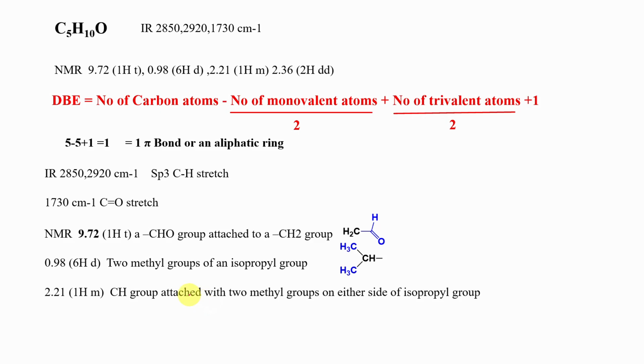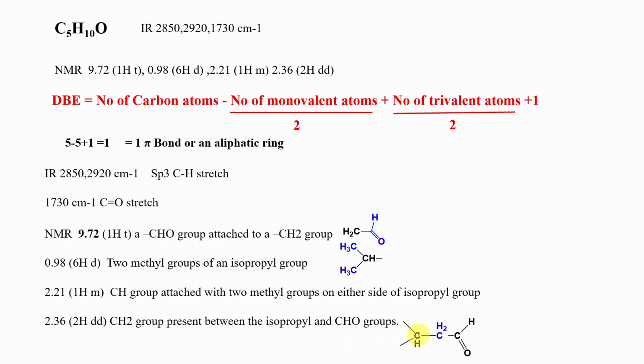Similarly, the 2.36, 2 hydrogen doublet of doublet, it is because of the CH2 group present between the isopropyl group and the CHO group. You can see this CH2 group. It is in between the CH of the isopropyl group and the aldehyde group, and so it gives 2 hydrogen doublet of doublet. Both sides 1 hydrogen atom each, and hence this CH2 group gives a doublet of doublet.